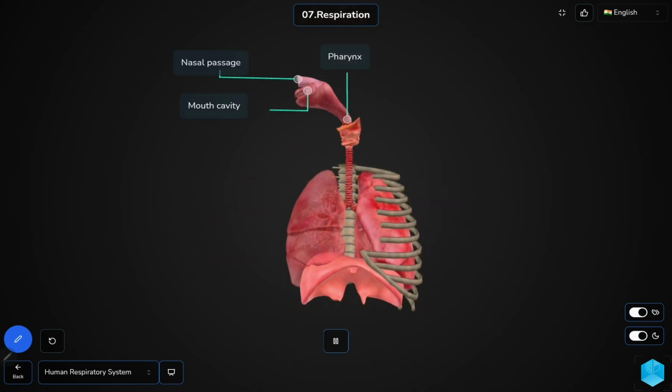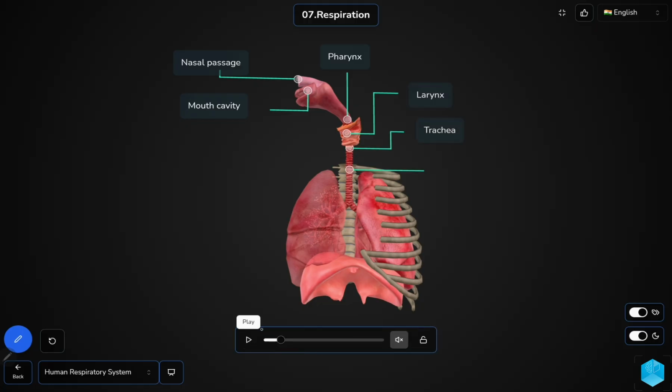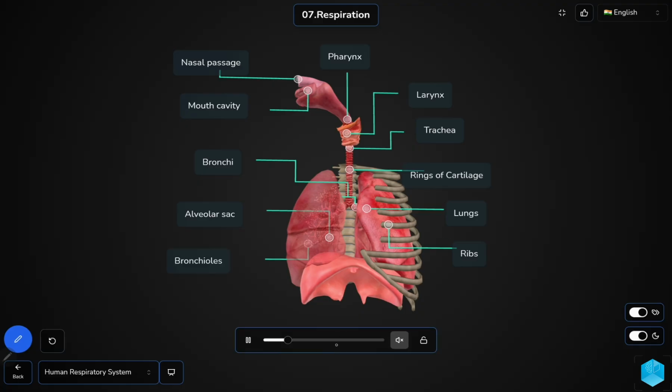First is the nasal passage, from the mouth, nasal passage. Then you see the pharynx and larynx. So from the mouth, next comes the nasal passage, then the pharynx, then the larynx, then the trachea. The trachea has rings of cartilage. Then the trachea opens into two pipes, called bronchi. Then the bronchi open into alveolar sacs, and the bronchi again divide into bronchioles.